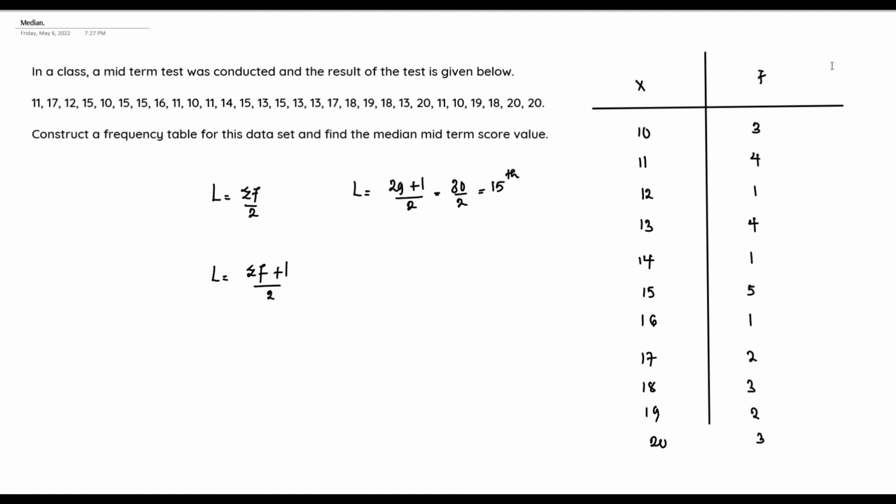So we say 3 plus 4, that gives us 7. 7 plus 1, that gives us 8. 8 plus 4, that gives us 12. 12 plus 1, that gives us 13. And 13 plus 5, that gives us 18.